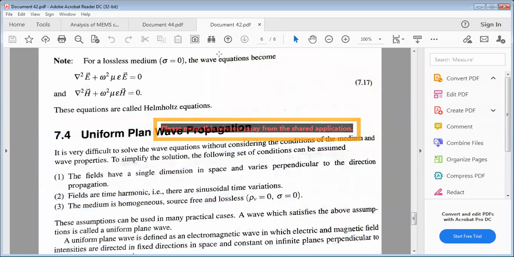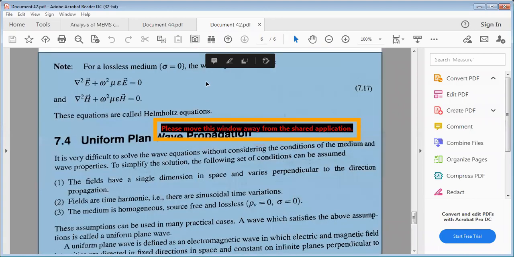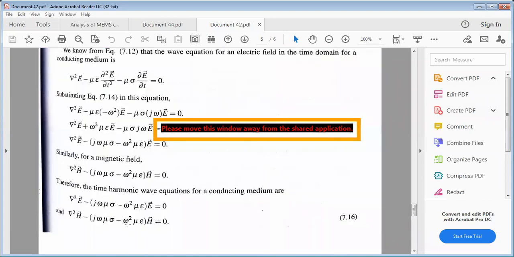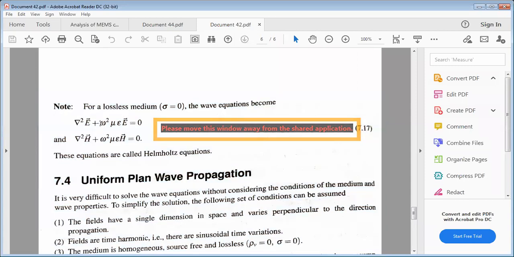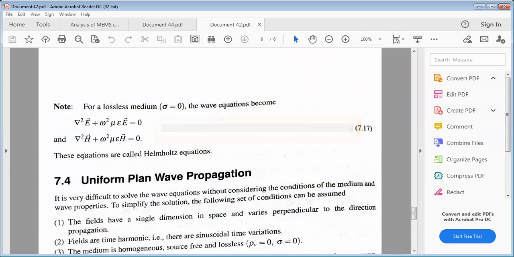For a lossless medium, the medium is said to be lossless when sigma equals 0. The wave equations become, from the above equation, del square E plus omega square mu epsilon E equal to 0. Why? Because the sigma term is 0. Similarly, del square H plus omega square mu epsilon H equal to 0. That's all. These equations are called Helmholtz equations.